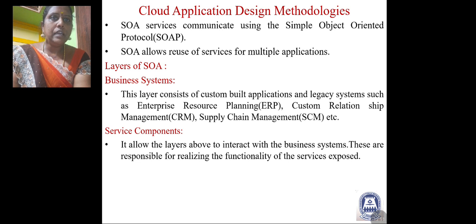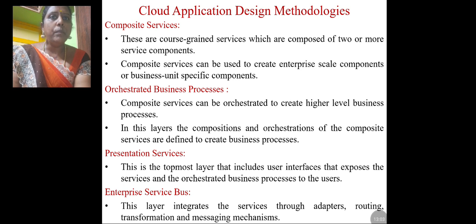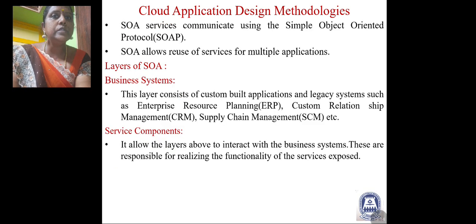Now we are going to see the layers of SOA, that is what layers we have in SOA. First layer is business system. Second, service component. Third, composite service. Orchestrated business process, presentation service, enterprise service bus. These are the layers in SOA.